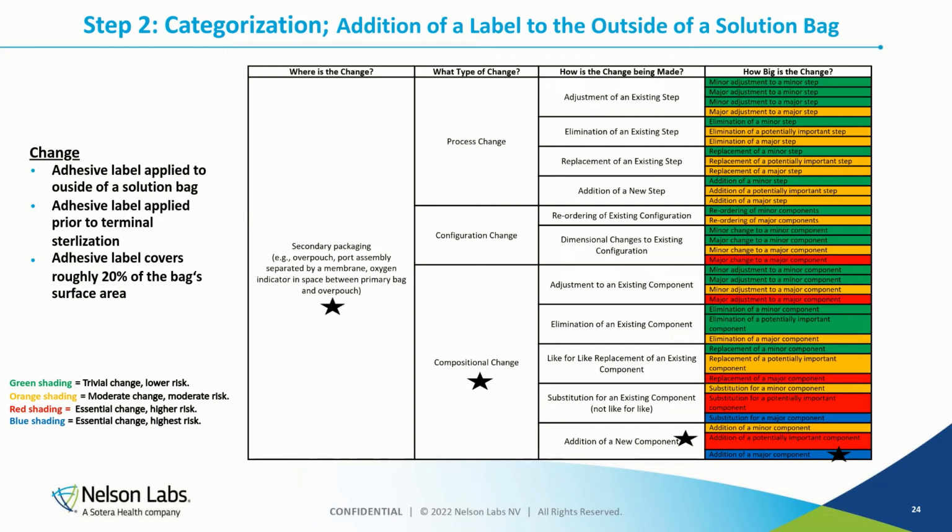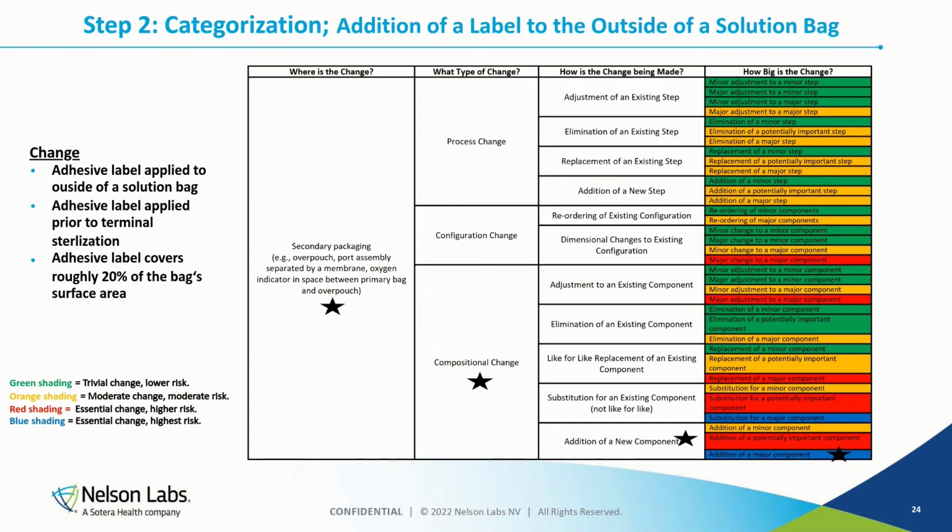In other words, prior to autoclaving of the bag, which provides a fairly significant driving force for leachables. Terminal sterilization, autoclave 121 degrees centigrade for 30 minutes to an hour. That's going to drive leachables through the bag. And it's a fairly big label. It covers roughly 20% of the bag surface area.